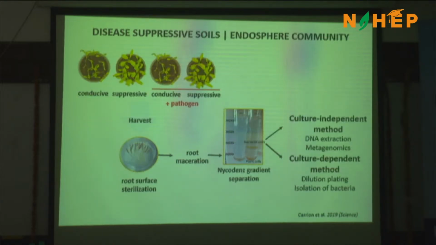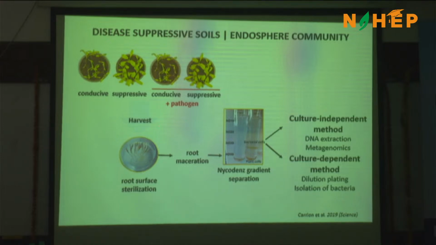This was the experimental setup that we followed for this work. We have plants growing in conducive soil, plants growing in suppressive soil, and then plants growing in conducive and suppressive soil inoculated with the pathogen, in this case Rhizoctonia solani.